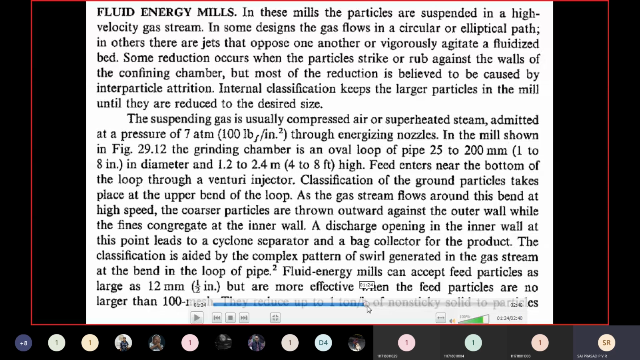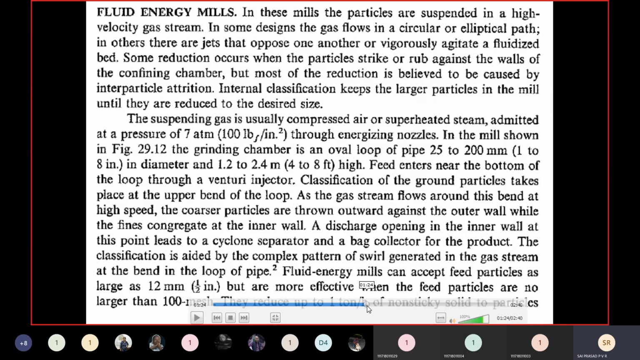Fluid energy mills. In these mills, the particles are suspended in high velocity streams. As I said, high pressure air or steam is admitted from the bottom. So it enters from the nozzles, energizing. What is an energizing nozzle? It is a small nozzle. What is a nozzle? A nozzle is a small piece of pipe whose diameter is decreasing in the direction of fluid flow. That is called a nozzle.